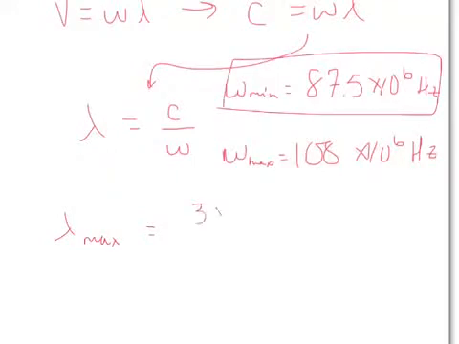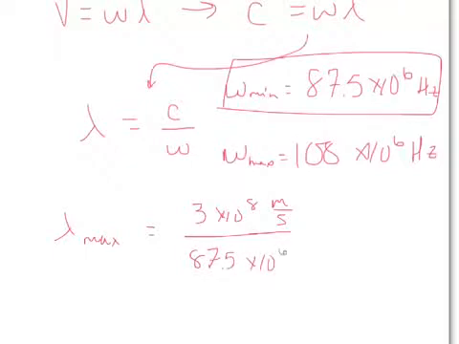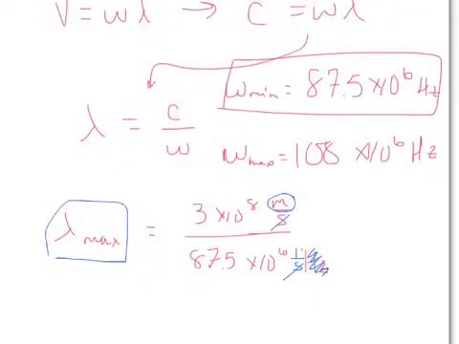So that's going to be 3 times 10 to the 8, again, the speed of any EM wave, meters per second, over 87.5 times 10 to the 6 hertz. And remember that hertz is really 1 over second. So I'm going to put 1 over second here to get rid of hertz, and notice that seconds cancel, leaving behind meters, which makes sense because I'm looking for wavelength. And if I divide these 2 quantities, the maximum wavelength we're going to get is 3.43 meters.